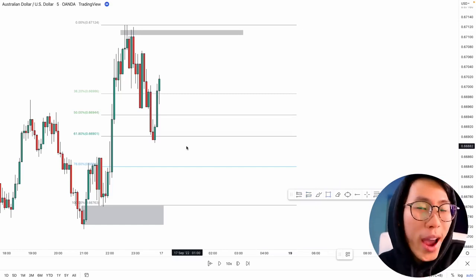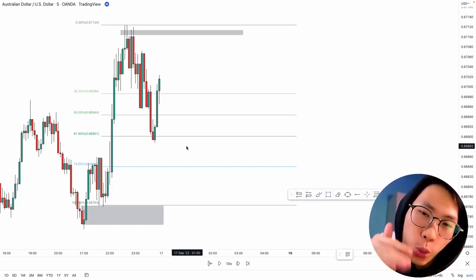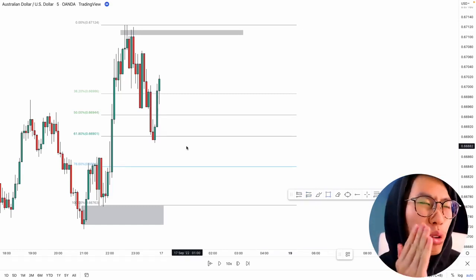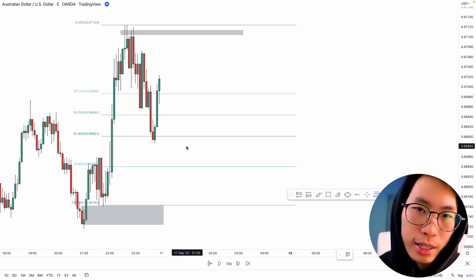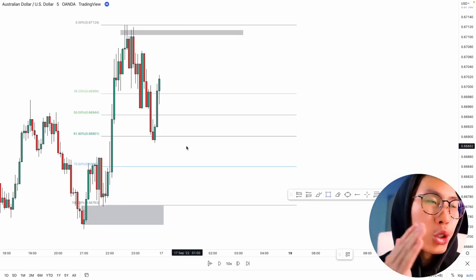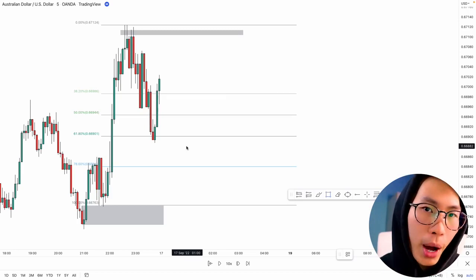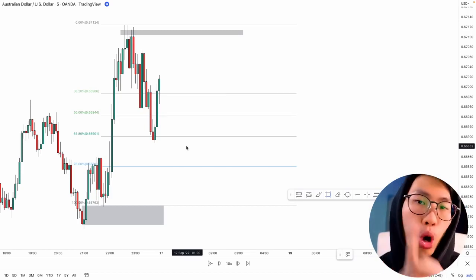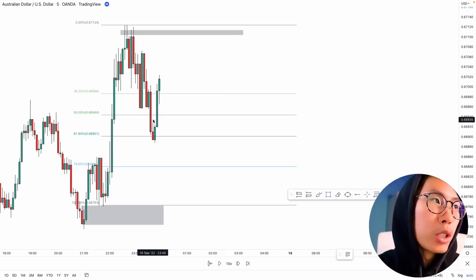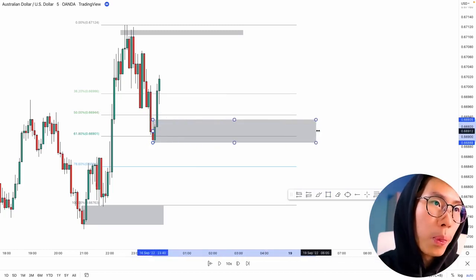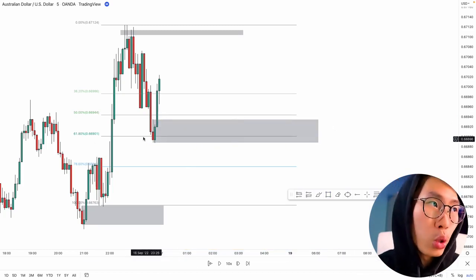Now this is where the real fun begins. This is where the magic happens. You can see right here, this is the 61.8 retracement level. But at the same time, it is also our demand zone. It's also our demand zone right here. We have just discussed that this is our demand zone, so I'm not gonna explain it again, obviously.